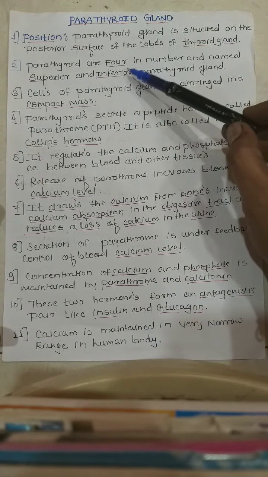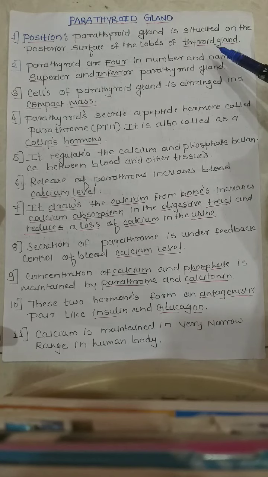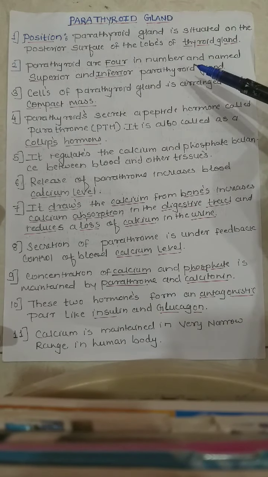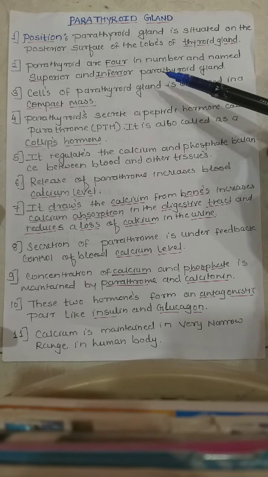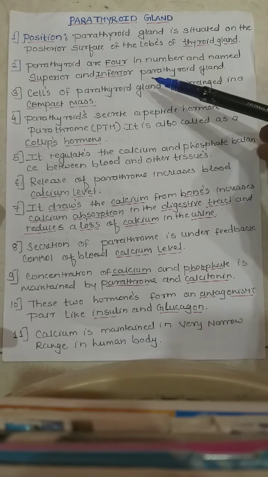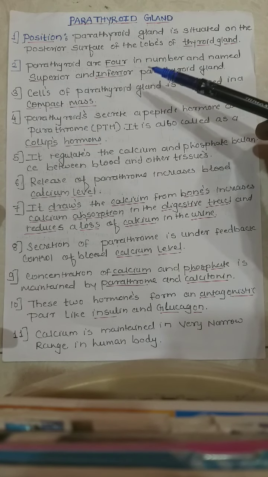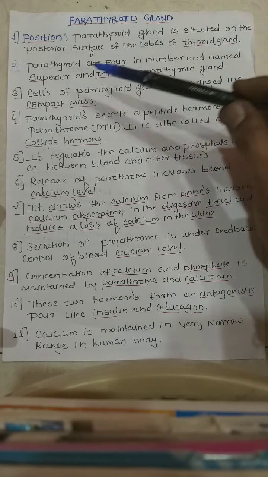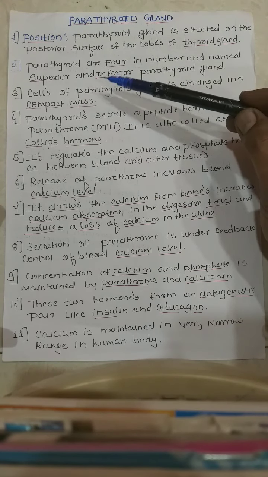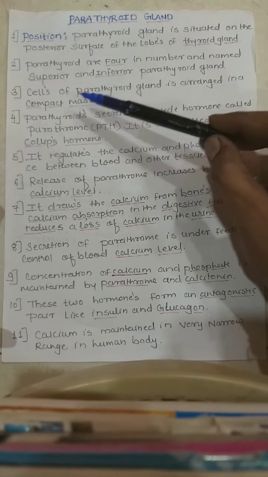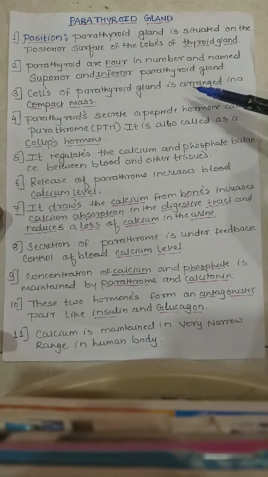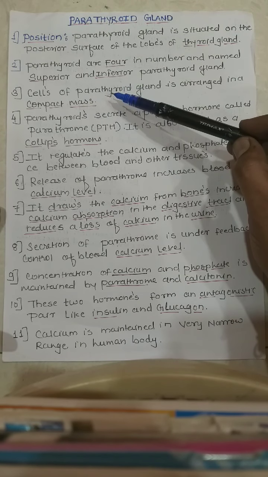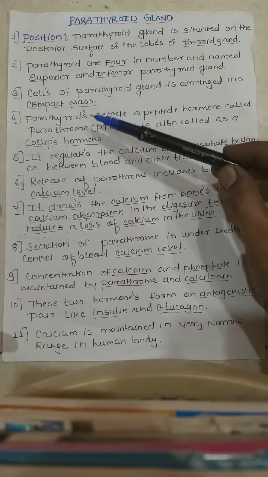Parathyroid glands are four in number, named superior and inferior parathyroid glands. If you count them singly, they are four, and in pairs, they are two pairs. The upper pair is called the superior and the lower pair is known as the inferior. The cells of the parathyroid gland are arranged in a compact mass.